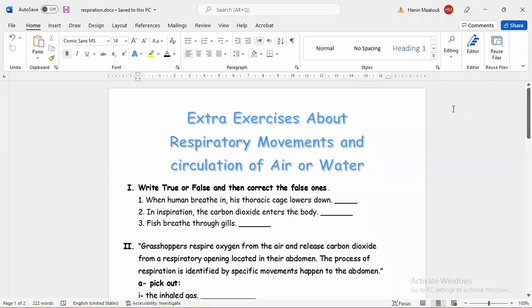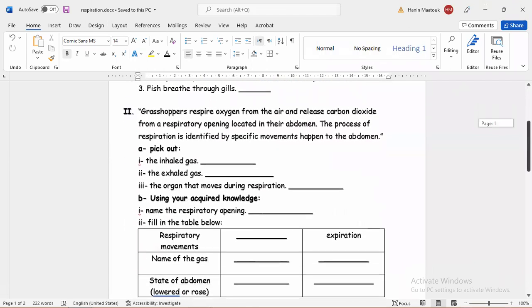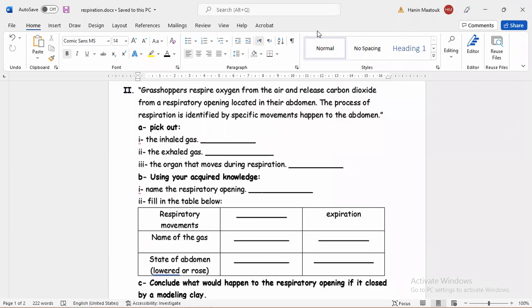Let's continue to the second question. Now the second question, it starts with a paragraph. Grasshoppers respire oxygen from the air and release carbon dioxide from a respiratory opening located in their abdomen. The process of respiration is identified by specific movements that happen to the abdomen.